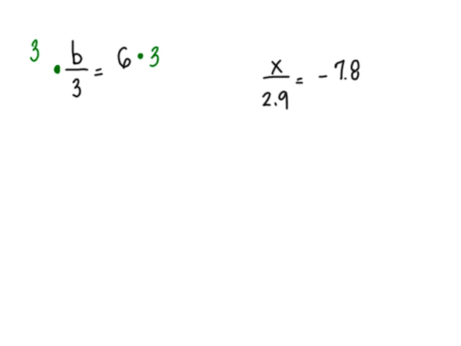A 3 in the top and a 3 in the bottom cancel, leaving you with a b. On the right-hand side, you have 6 times 3, and 6 times 3 is 18. So your answer is b equals 18.